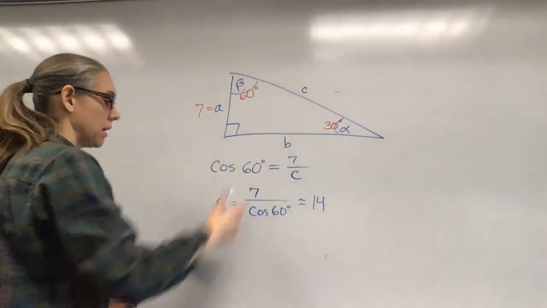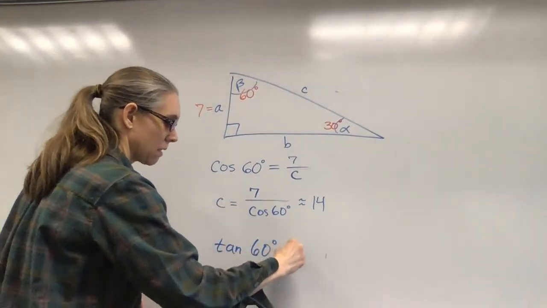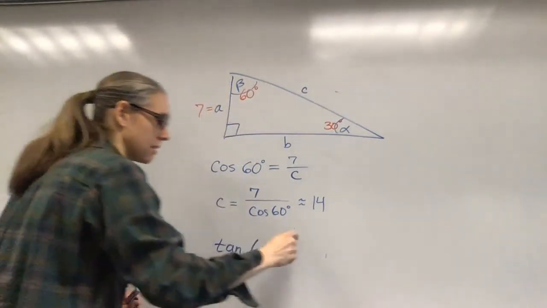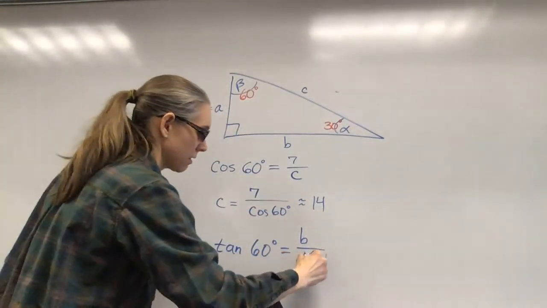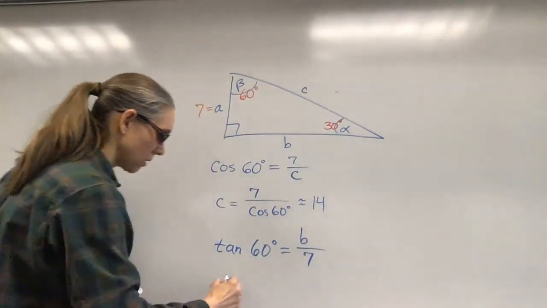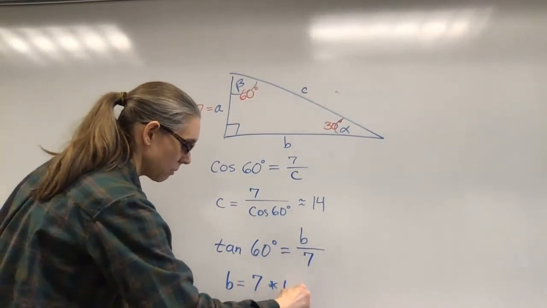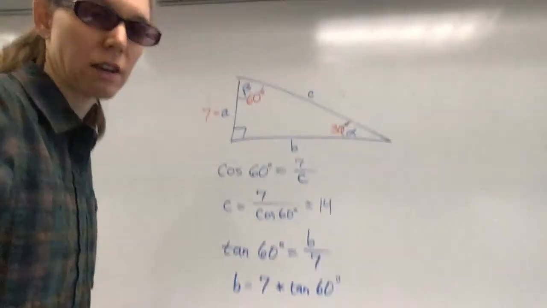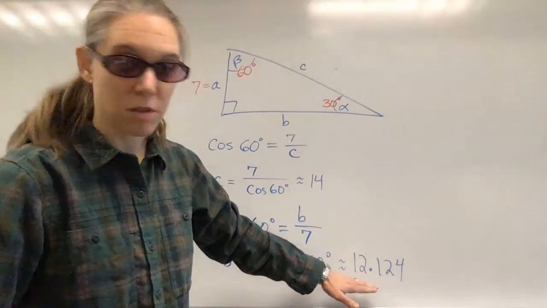Next, to get B, we're going to use the tangent of 60. The tangent is opposite over adjacent. B is opposite and A is adjacent. So now this one says that B is equal to 7 times the tangent of 60, and I am going to type that one into the calculator. And when I typed it in, I ended up with this decimal.